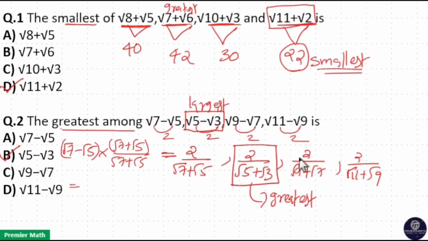Here all the numerators are the same. Then check for the smallest denominator. Here, root 5 plus root 3 is the smallest denominator, which means this term is the largest number here. So option B is your answer.